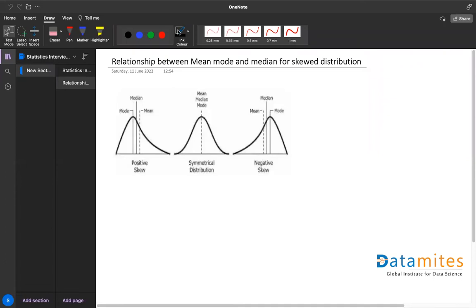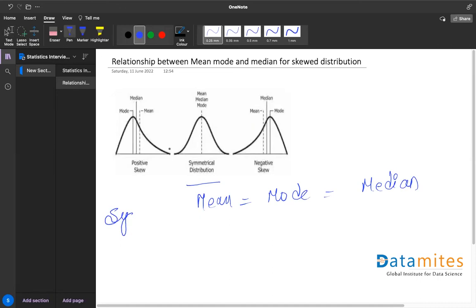Yes. So always remember when this question will be asked to you, what you have to remember. You need to remember only the symmetrical distribution. For symmetrical distribution, mean equals mode equals median. Now see here where this skewness is. This skewness is right skewed or positive skewness.